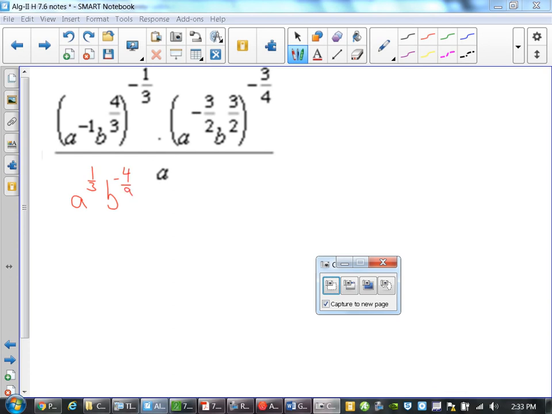I do the same thing in the next set. I have a to the negative 3/2 to the negative 3/4, and I get a to the positive 9/8. Okay with that? 3/2 times negative 3/4 is negative 9/8, and it's still all over A.